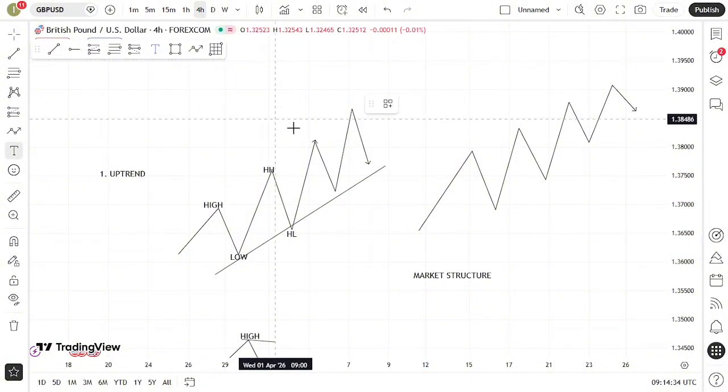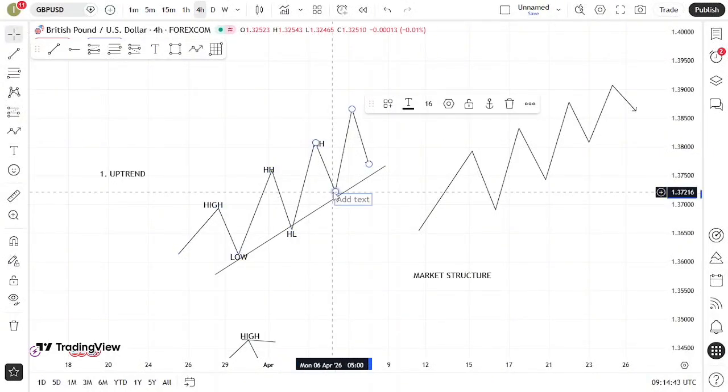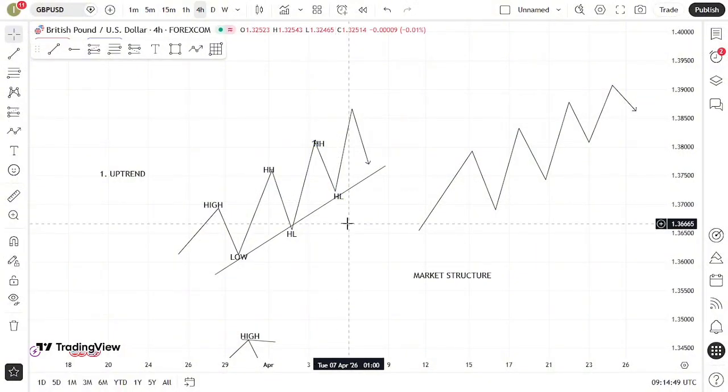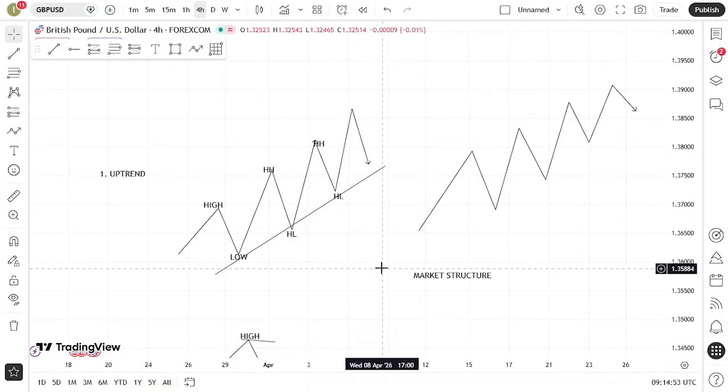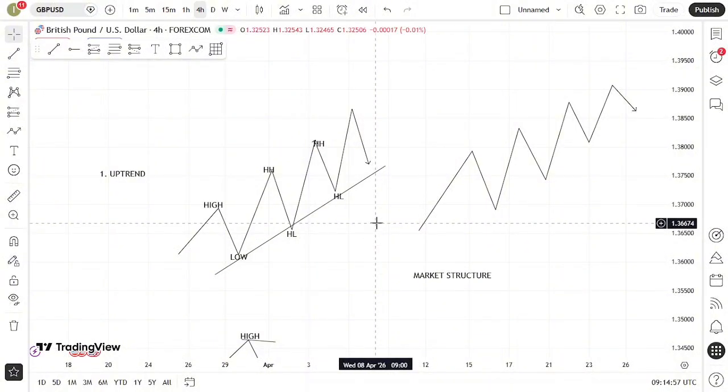So if you keep denoting this as H, that is your higher high. Another one right here is going to be your higher low, and then just keep going forward. Now this is called your uptrend. When you see this happening consistently, the market is basically in an uptrend.